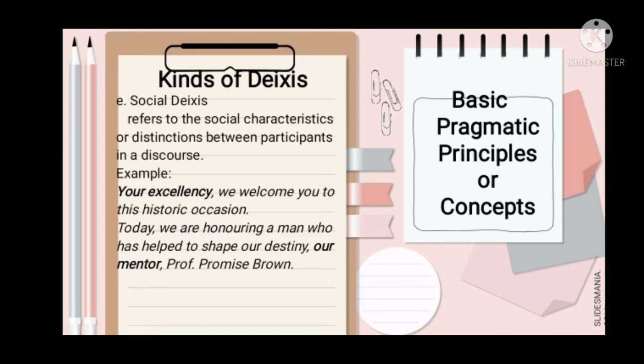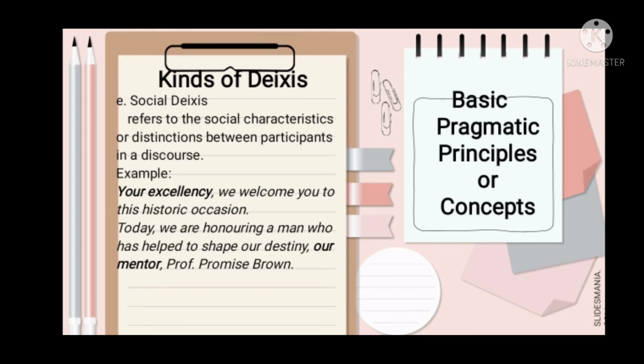Another example is, "Today we are honoring a man who has helped to shape our destiny: our professor and our mentor, Prof. Promise Brown." So "our mentor" in the sentence is the deictic word, which is also a distinction of a participant in the conversation.